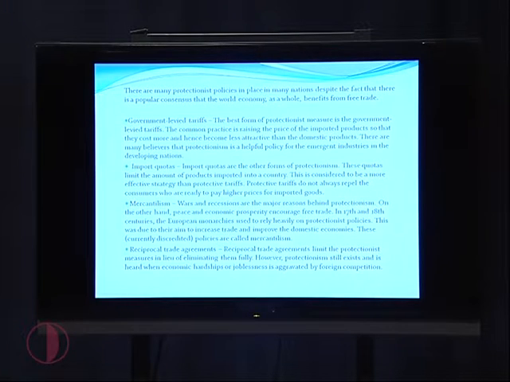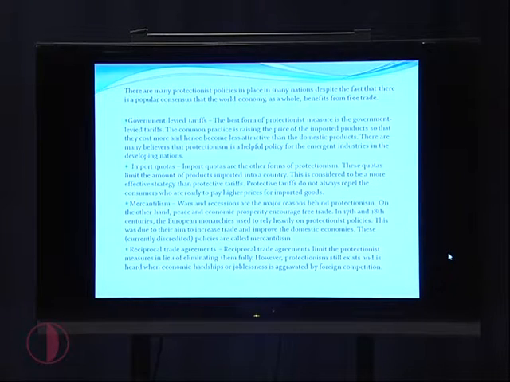So there are many protectionist policies in place in many nations, despite the fact that there is a popular consensus that the world economy as a whole benefits from free trade. You can see it on the slide. Government-levied tariffs are the best-known form of protectionist measure. The common practice is raising the price of the imported products so that they cost more and hence become less attractive than the domestic products. There are many believers that protectionism is a helpful policy for the emergent industries in the developing nations.